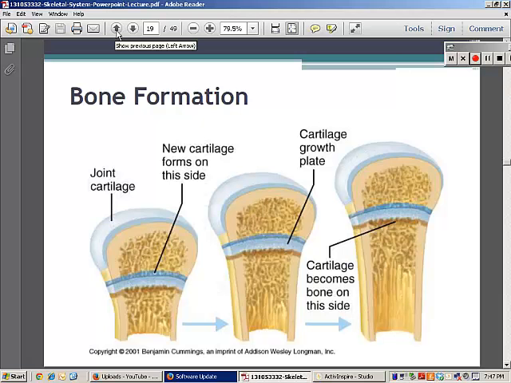In the next couple of videos, I'll talk a little bit about the axial and appendicular skeleton, and I'll talk about our different joints and various things like that. But for now, here's just a brief overview of our skeletal system.